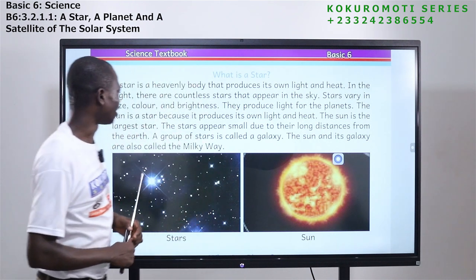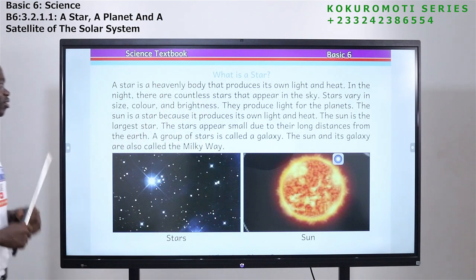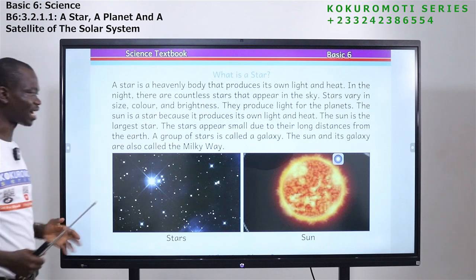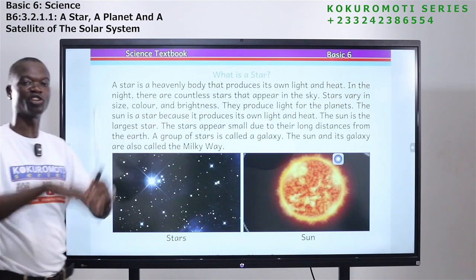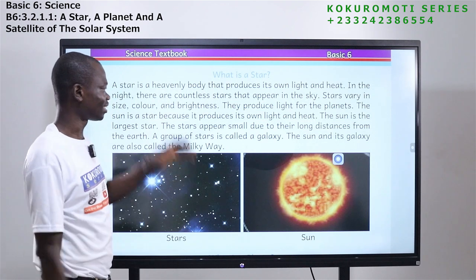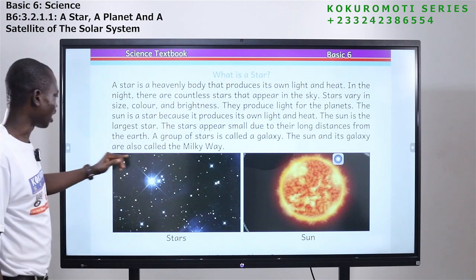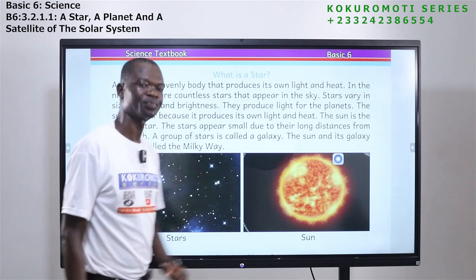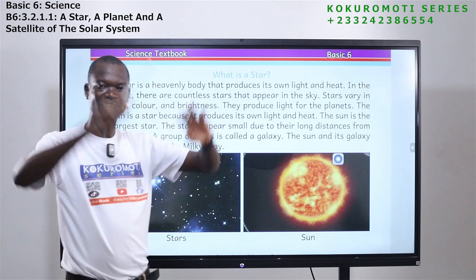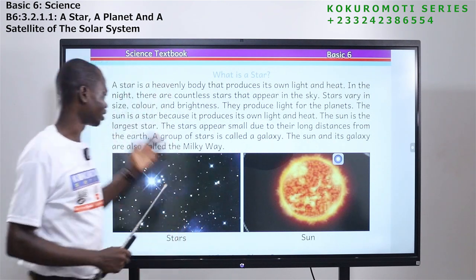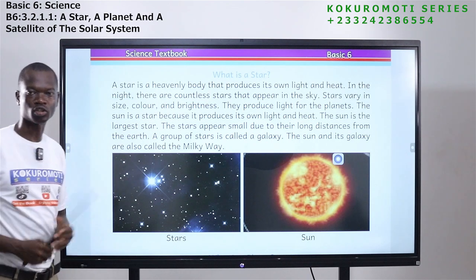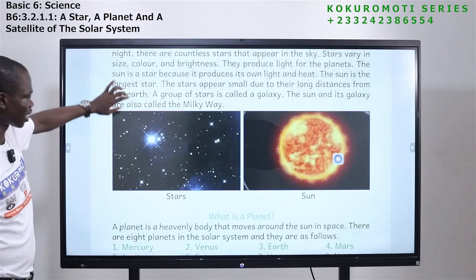Okay. Now, a group of stars is called a galaxy. So when you talk of a galaxy, we are talking about a group of stars. Okay. The sun and its galaxy are also called the Milky Way. So the sun and the galaxy form what we call the Milky Way.